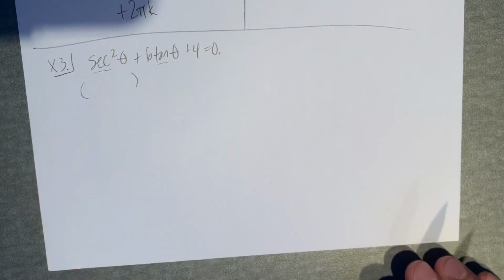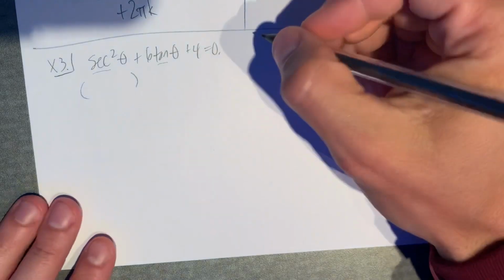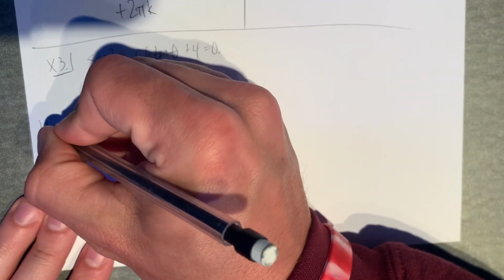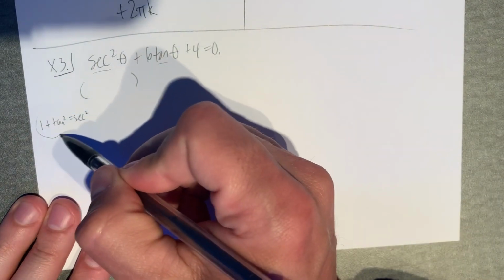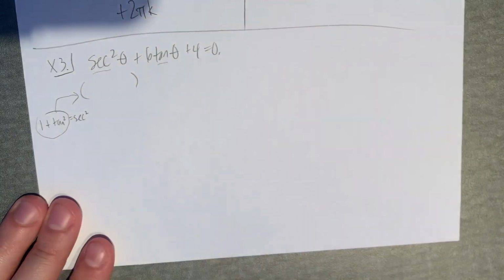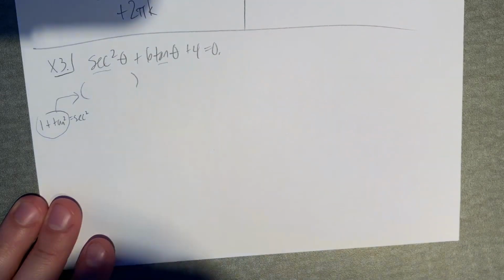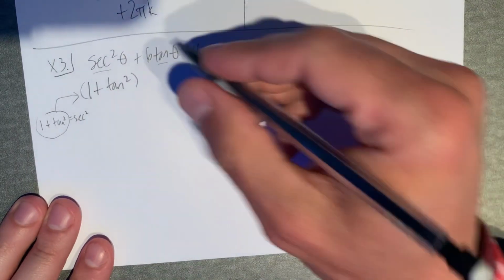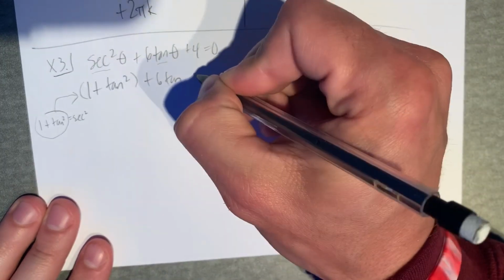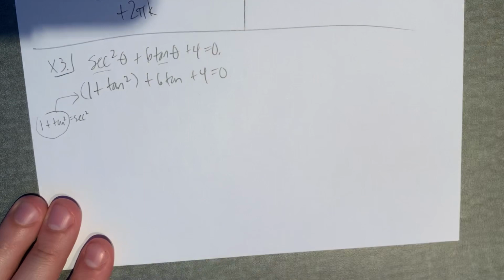And I noticed that in one of my Pythagorean identities, secant squared and tangent are related in that 1 plus tangent squared is equal to secant squared. And if I take this 1 plus tangent squared, I can substitute it into its place, and then I have an equation that's represented by all tangents. So 1 plus tangent squared plus 6 tan plus 4 equals 0.